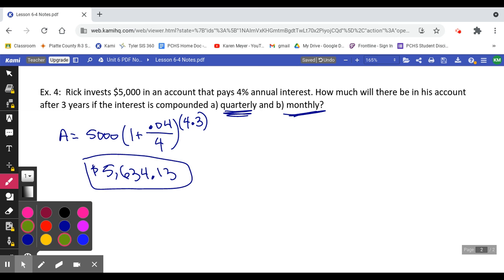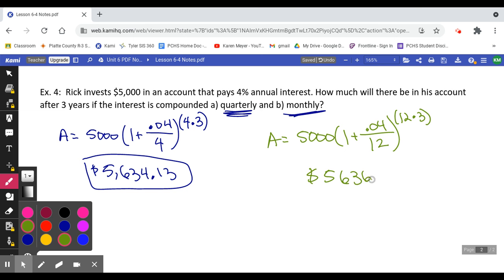Then part B for monthly, the only thing that's going to change in the formula is the N. Monthly means 12 times a year. So this time we're going to put 12 in for N. And once again, type this into my calculator. And I got $5,636.36. And that's all, folks.